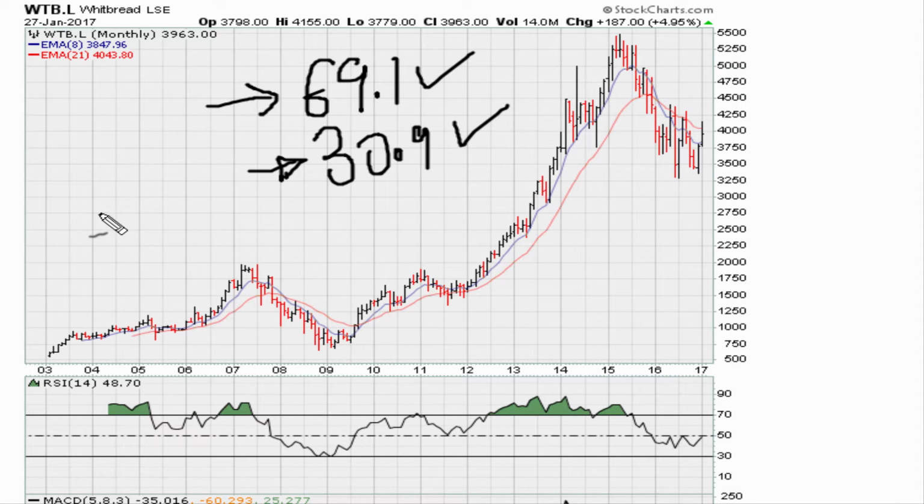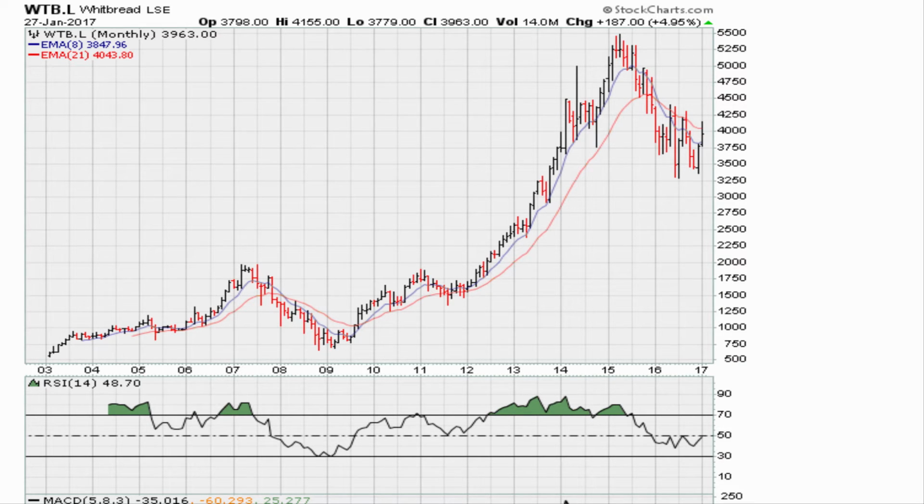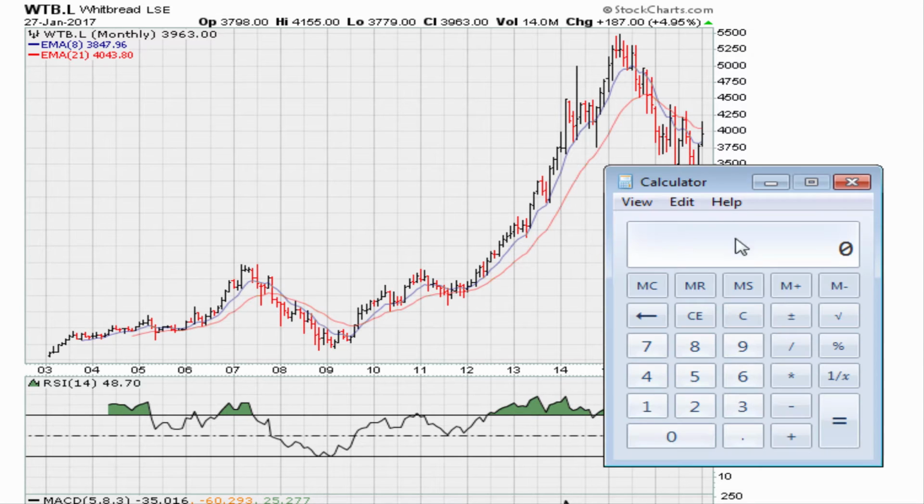And so what we do, let's take 38.2, divide that by 2. What do we get? We get 19.1. In fact, let's do this. Let's come here, take the calculator, and we're gonna do 38.2 divided by 2. We get 19.1.